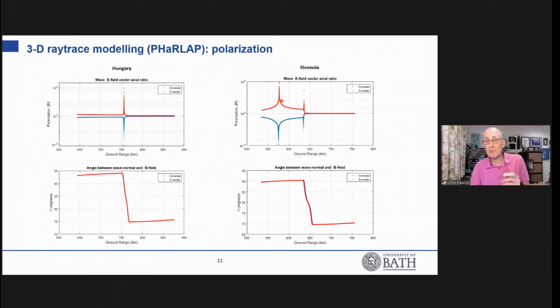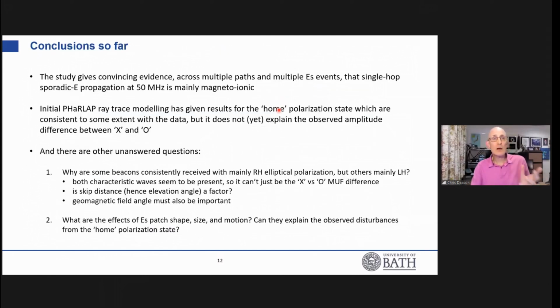Whether this actually has much real effect, given that there's no deviation for the wave. This is, as I said before, 50 megahertz. It's going pretty straight in the lower ionosphere. I don't know, but it's a very interesting pattern, and this is work in progress, I should say. Interpreting this, taking this further, I'd appreciate some feedback actually, chaps, in terms of how I might take that forward. So, conclusion so far.